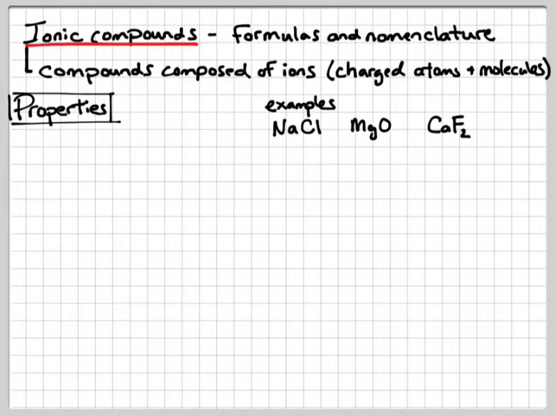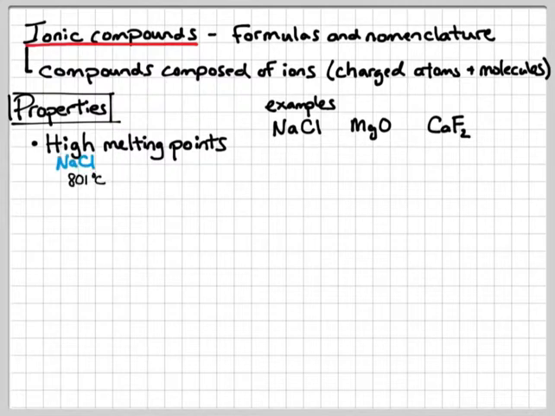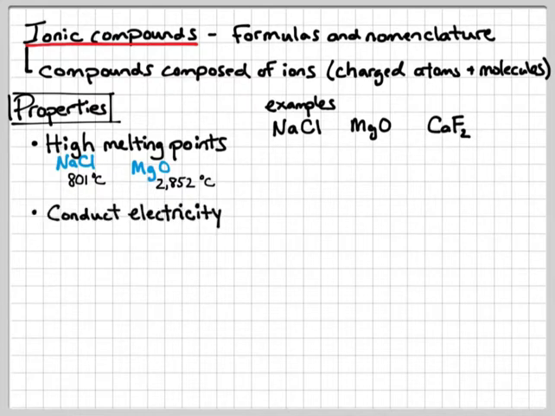The properties of each of these ionic compounds include high melting points. So, for instance, sodium chloride has a melting temperature in excess of 800 degrees Celsius. Magnesium oxide, even higher melting temperature, above 2800 degrees Celsius. They're also all characterized by the ability to conduct electricity when in the molten state, in other words, when melted, or when dissolved in water.